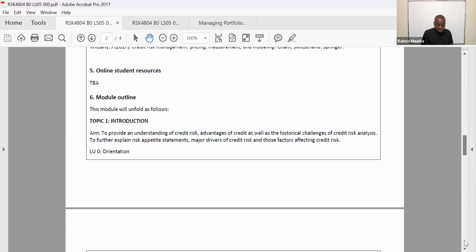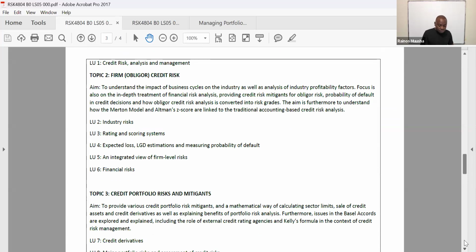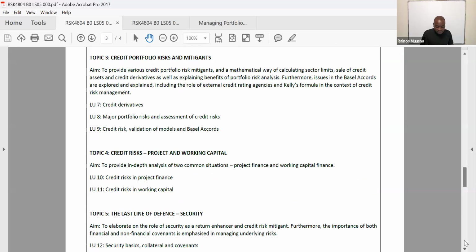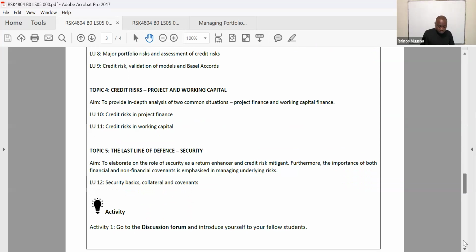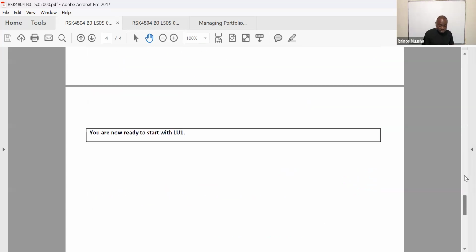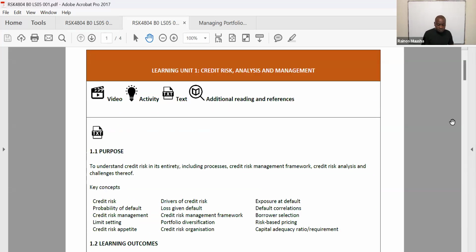Then when it comes to the module outline, as you can see, for topic 1, you are going to be looking at learning unit 1, which looks at credit risk analysis and management. Then topic 2, you are going to be looking at learning units 2, 3, 4, 5, and 6. And then topic 3, you are going to be looking at units 7, 8, and 9. And then topic 4, you are going to be looking at learning units 10 and 11. And then topic 5, you're going to be looking at what? Learning unit 12 as well. So please take note of the rundown of exactly what we should expect when it comes to the curriculum as well.